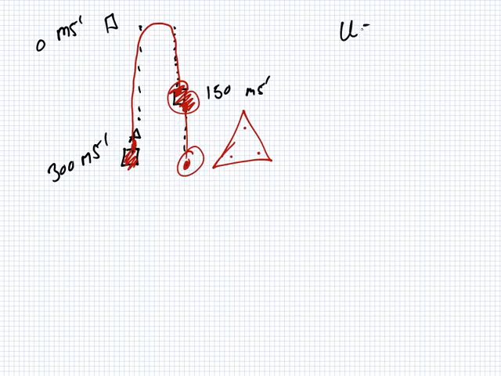The U is what? 300. The V? No. What was U? No. You're doing it his way. Don't do it his way. Do it my way. What's the V?